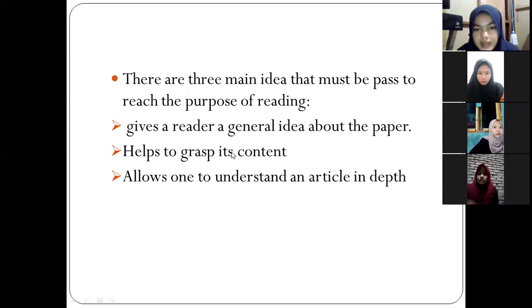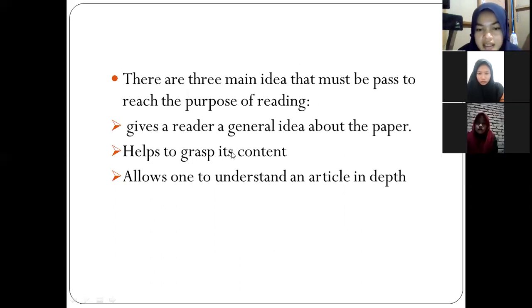There are three main ideas that must be passed to reach the purpose of reading. First, give the reader a general idea about the paper. Two, help to grasp its content. And the last one allows one to understand an article in depth. Okay, that's all for me. Next, Sundari.